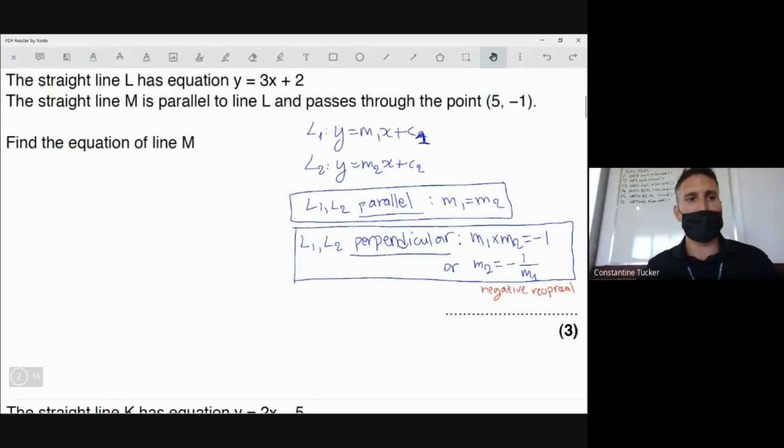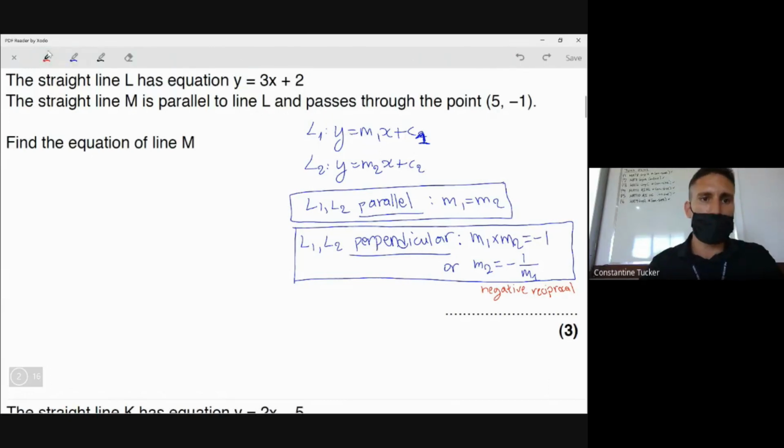So in this particular case, we've got this line, which is y is equal to 3x plus 2. We've got another one which is parallel to this and passes through this point. So they've given us two bits of information. They've given us this bit of information, I'm going to call it 1. And then passes through this point, I'm going to call the second bit of information.